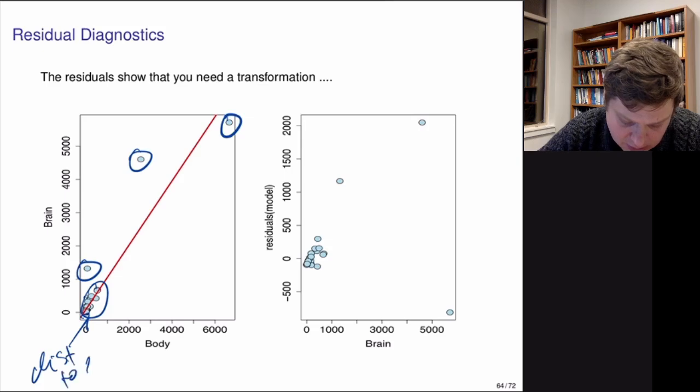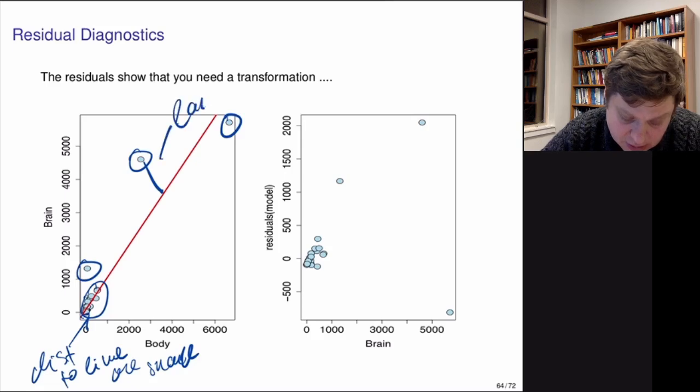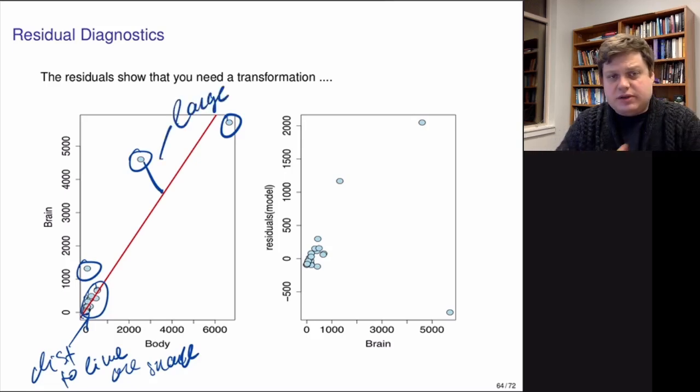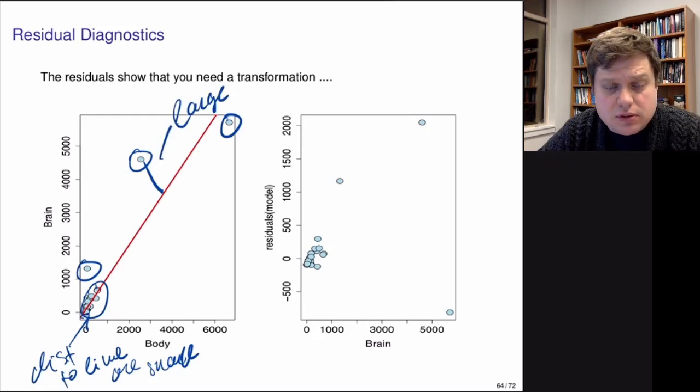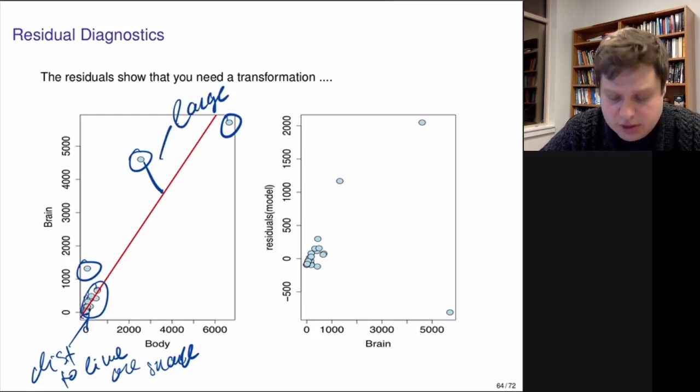Distances to the line are small here, and here they are large, right? So this distance is large. So we have this violation of the assumption that distances across different values of x have to be the same.